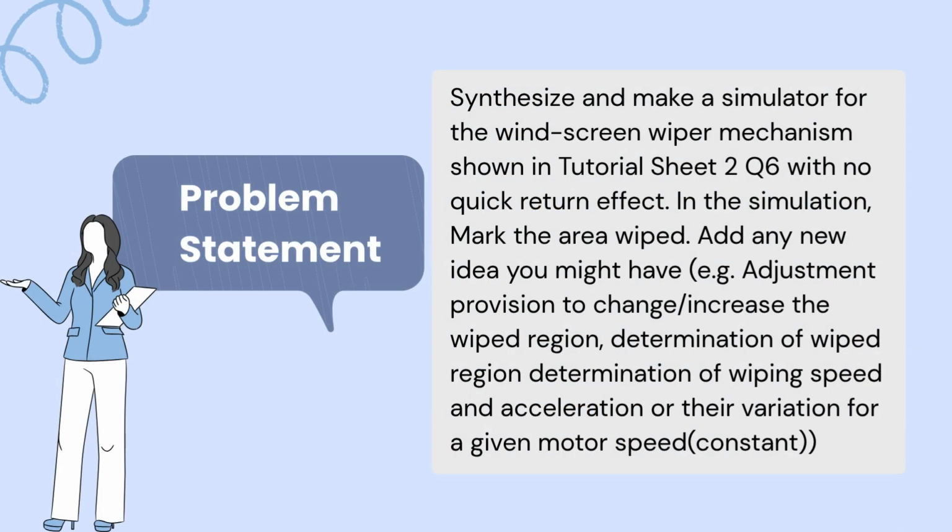The objective of this tutorial was to synthesize and simulate a windscreen wiper mechanism based on the problem provided in our tutorial sheet. Our main challenge was to design a wiper mechanism without any quick return effect, meaning it should move symmetrically in both directions, maintaining equal timing for forward and backward motion. We were also required to create a simulation where we used MotionGen software to visualize how the wiper moves and to mark the wiped area on the screen.